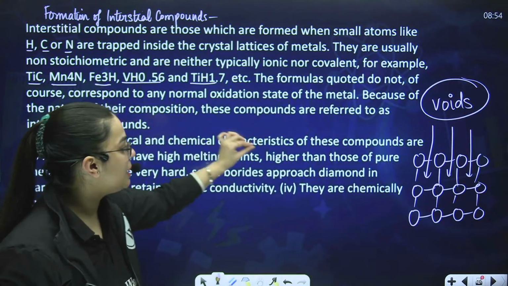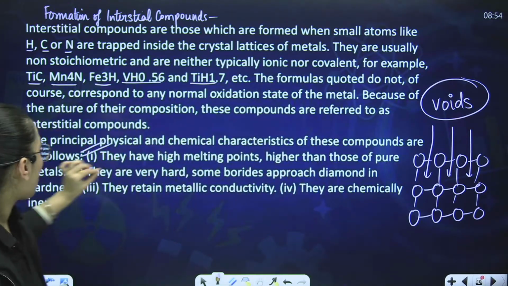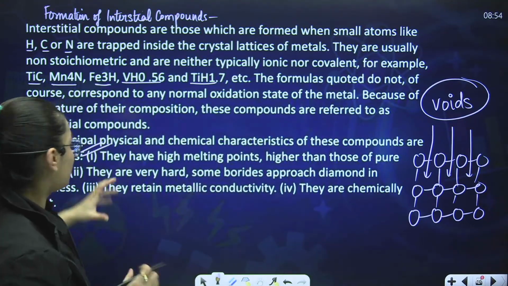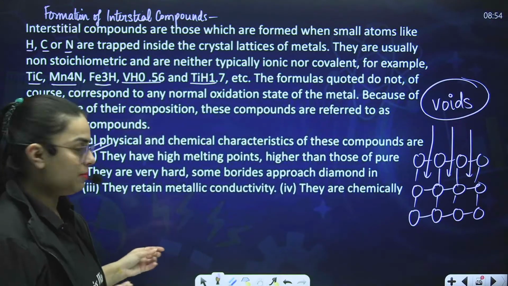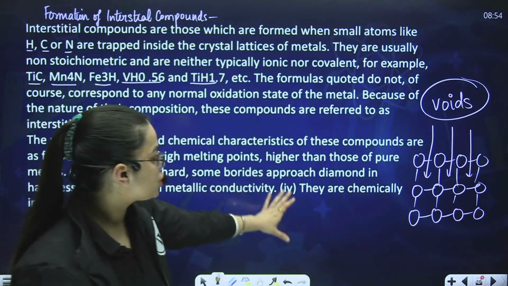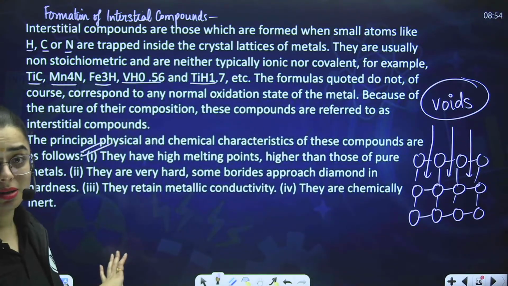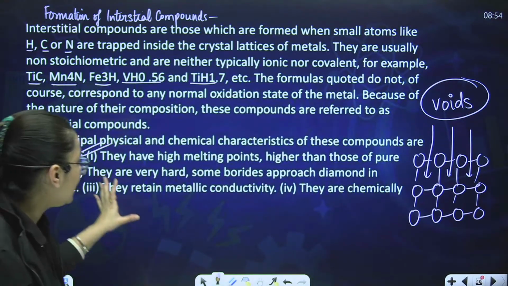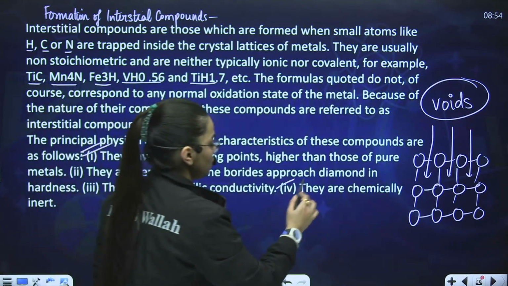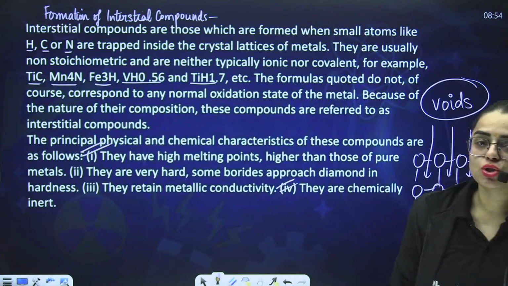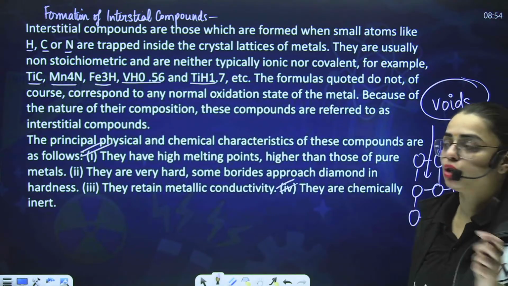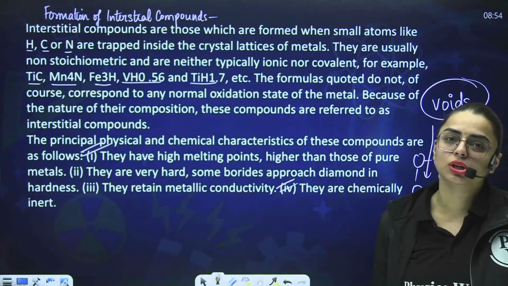They have higher melting points than those of the pure metals, because now they're forming interstitial compounds, right? Because there is an addition of small elements. Now they are very hard. Some borides approach diamond in hardness. They are so hard. Next, they retain metallic conductivity and they are chemically inert. Now this point is also very important, so kindly mark it in your NCERT. These 4 points are really essential if I talk about the topic formation of interstitial compounds.